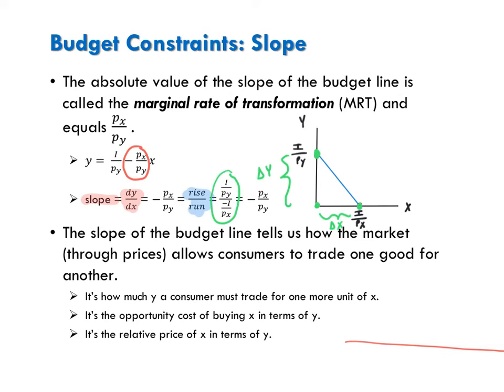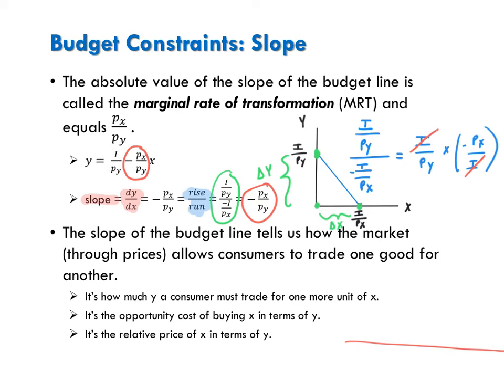We can use our fraction rules to see how this also equals minus P of x over P of y. We've got I over P of y divided by I over P of x, and that's the negative of it. So we can take the fraction in the numerator and multiply it by the reciprocal of the fraction in the denominator. Doing so allows us to see that the incomes can cancel each other out, leaving us with minus P of X over P of Y. Again, the MRT is the absolute value of this, and so P of X over P of Y.